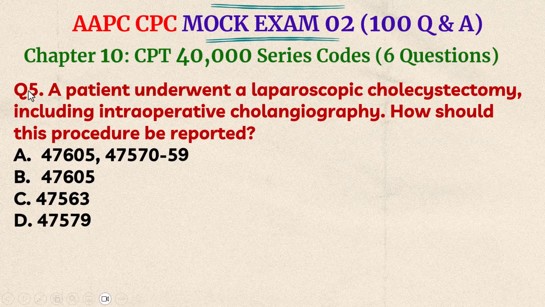Question number 5, it's a straightforward one. A patient underwent a laparoscopic cholecystectomy, including intraoperative cholangiography. How should this procedure be reported? So there are 4 codes available. Take your CPT code book and find the answer. So here the procedure is laparoscopic cholecystectomy with cholangiography. When you look at the answers, all answers are adjacent codes, so you can use the elimination method.